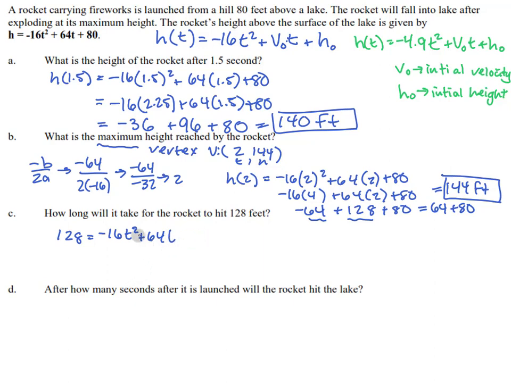It's a terrible t. Okay. But I need to solve a quadratic. Let's first start by setting it equal to 0. Whether we're factoring or using the quadratic formula, we want to set this guy equal to 0. So subtract 128 from both sides. 0 equals negative 16t squared plus 64t minus 48.